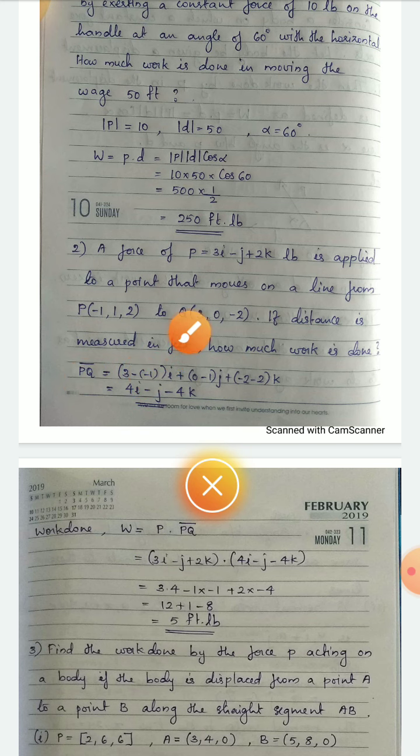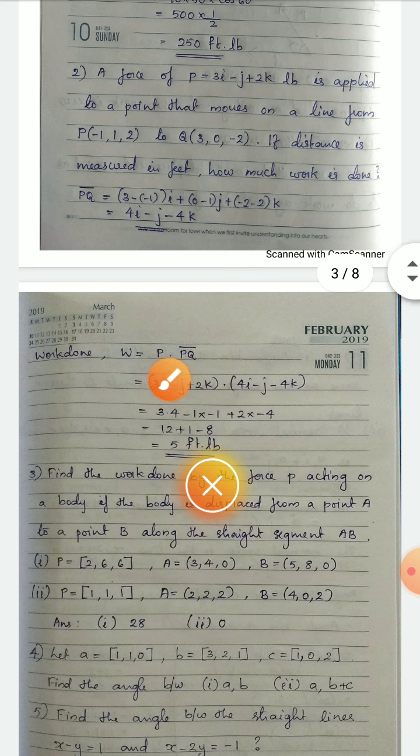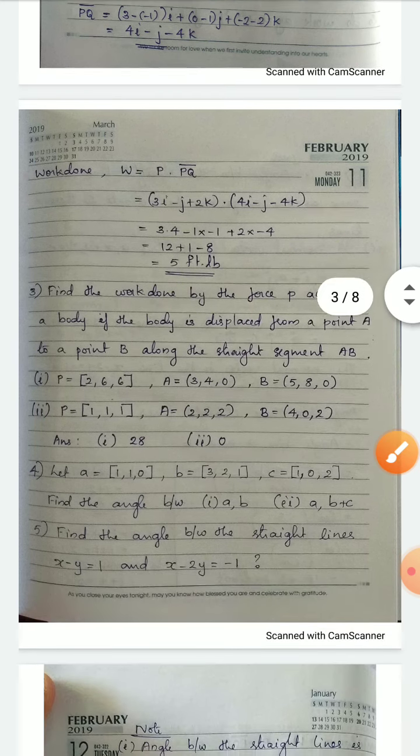So the i component is 3 minus (-1) i, the j component is 0 minus 1 j, and the k component is -2 minus 2 k. So it is 4i minus j minus 4k, and the work done is the force P dot the displacement, the vector PQ. So the force P is 3i minus j plus 2k, and PQ is 4i minus j minus 4k. Taking the dot product, it becomes 3 into 4 minus 1 into 1 plus 2 into -4, so that it becomes 5 feet into lb. The unit is feet into lb.